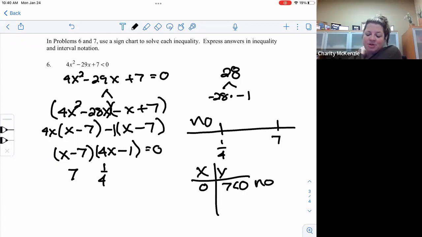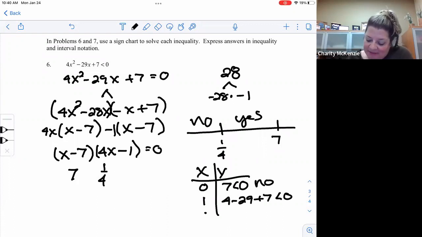Okay, so a number between 1/4 and 7, you could use 1. I mean, you could use 2, 3, 4, 5, 6, whatever. So 1, because 1's easier. So 1 squared times 4 is 4. 1 times 29 is minus 29 plus the 7. Is that less than 0? Yes, because it's going to be negative, right?